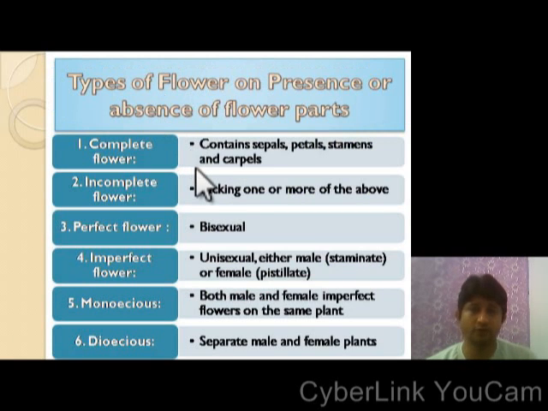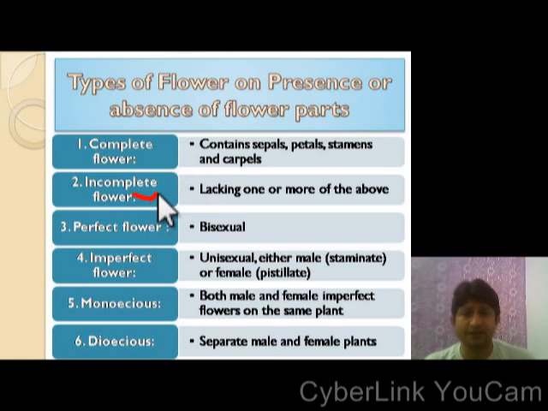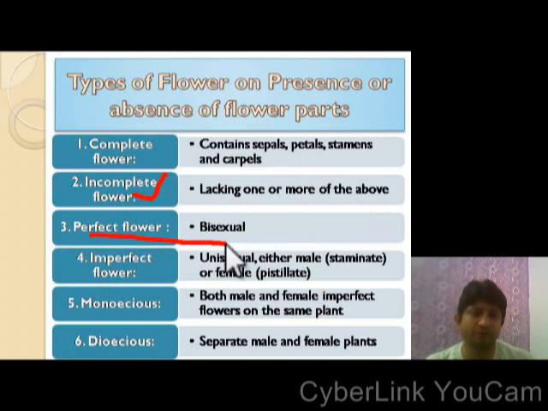Now, the types of flower based on the presence or absence of flower parts. If a flower contains all the parts, sepal, petal, stamen, and carpel, it is known as a complete flower. The second type is the incomplete flower, which lacks any one or more of the above parts. Perfect flower means both male and female parts are present in one single flower, known as a bisexual flower or perfect flower.